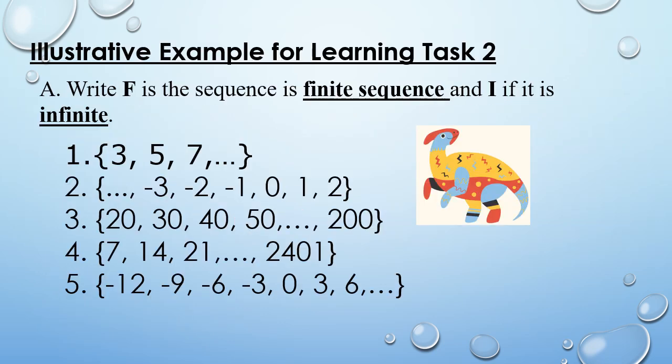Now we have another example for learning task number 2. Write F if the sequence is finite sequence and I if it is infinite. So the first one, 3, 5, 7, and so on. What is that? Is that finite or infinite? Okay, F. So that's finite. Next, number 2.